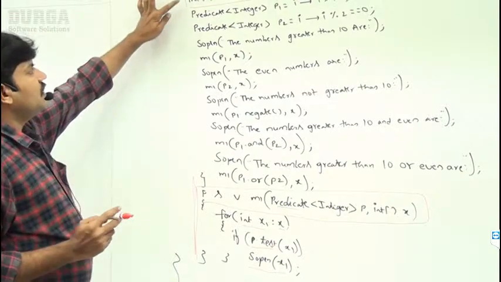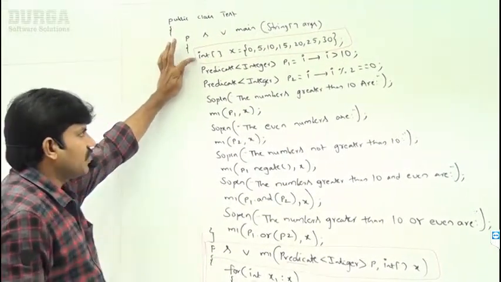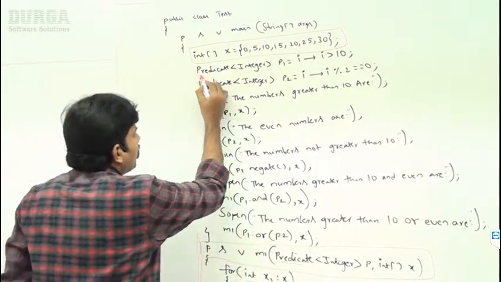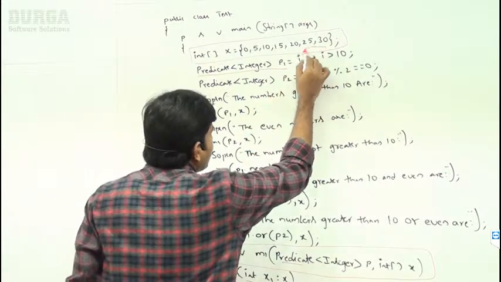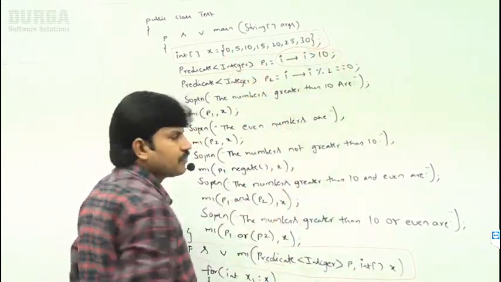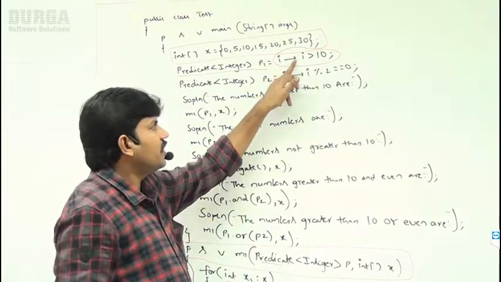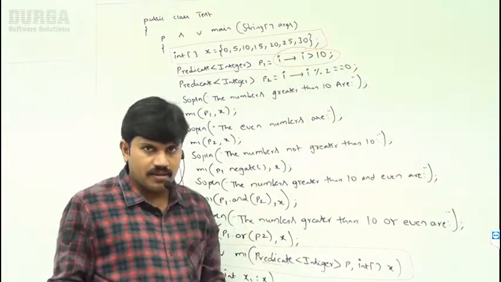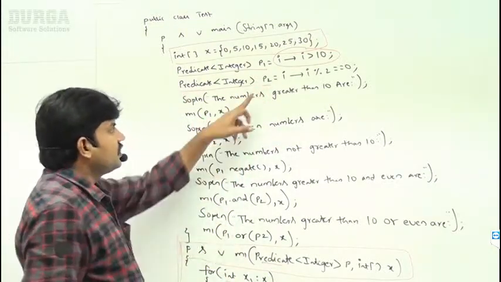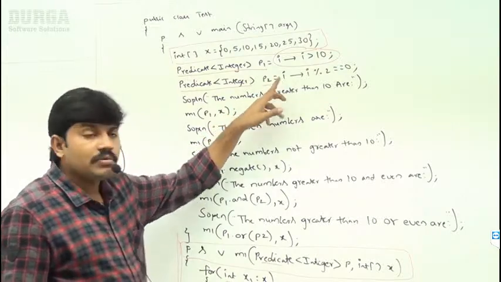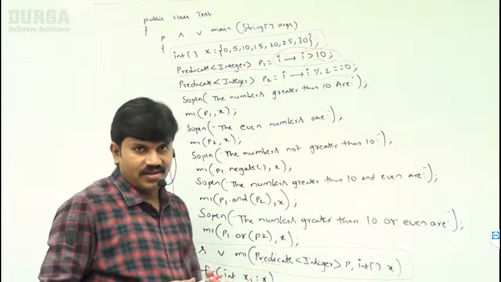Now observe that. Sir, I have an int array. How many values are there? Around 7 values are there. I am defining the first predicate. What is my first predicate? Observe: i gives i greater than 10. It will take one int value as the argument and check whether this int number is greater than 10 or not. Next, Predicate of Integer p2. The second predicate is going to take some int value and check whether the given number is an even number or not. Are you getting it?